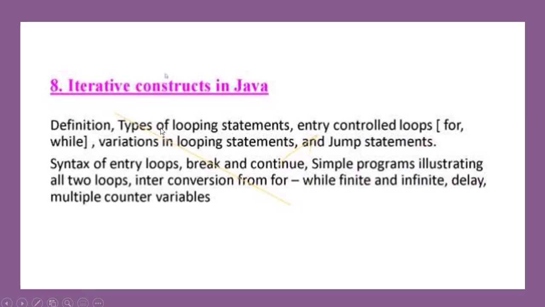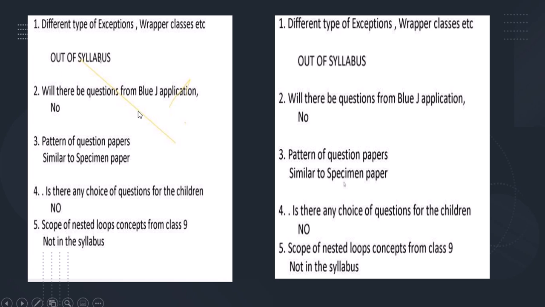Eighth one is definition, types of looping statements, entry control loop, variations, jump statement, and go through syntax of all the loops, break and continue, go through simple programs, converting programs, multiple counter variables, etc. And these are out of syllabus, which you don't have: different types of exception, wrapper classes.